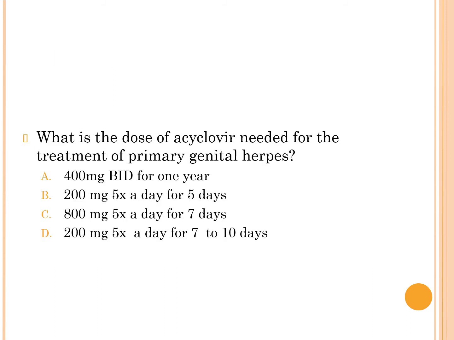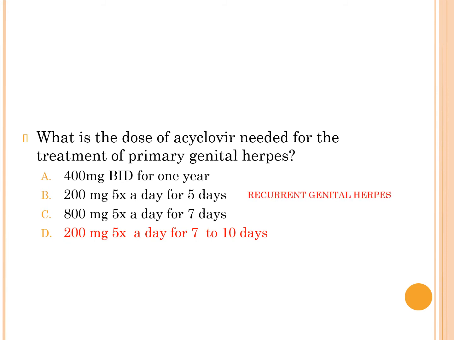So next question. What is the dose of acyclovir needed for the treatment of primary genital herpes? Is it 400 milligrams twice a day for 1 year? 200 milligrams 5 times a day for 5 days? 800 milligrams 5 times a day for 7 days? Or 200 milligrams 5 times a day for 7 to 10 days? And the answer is 200 milligrams 5 times a day for 7 to 10 days.